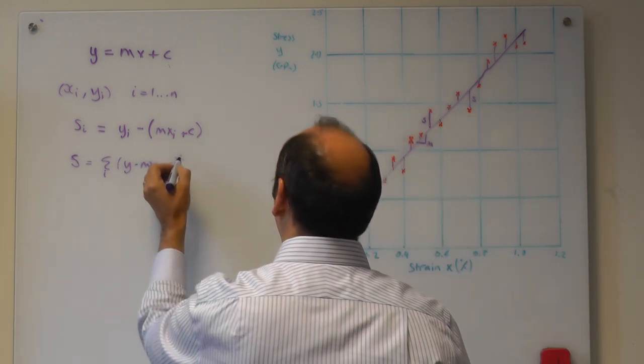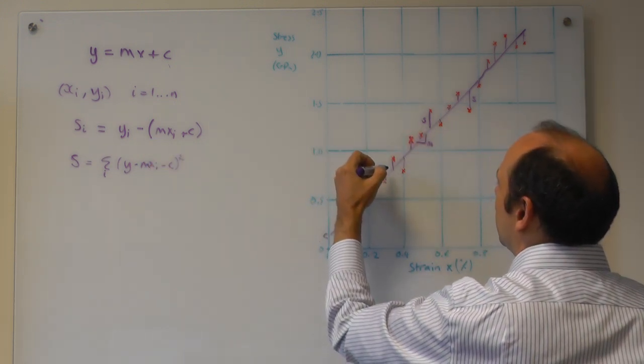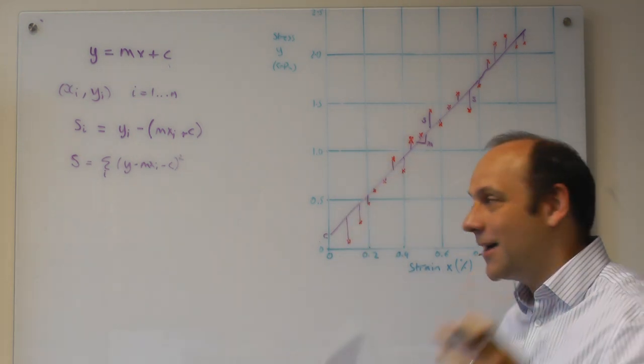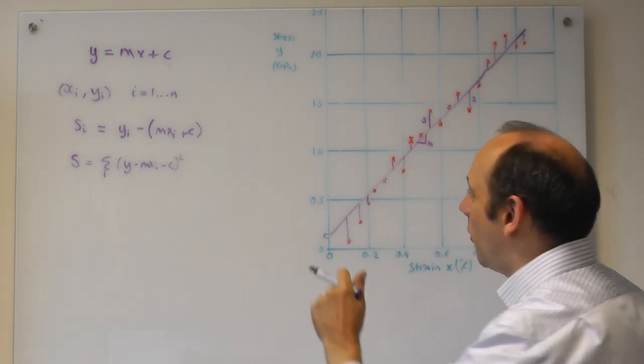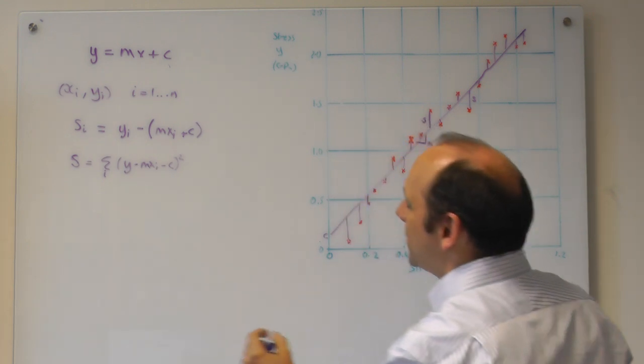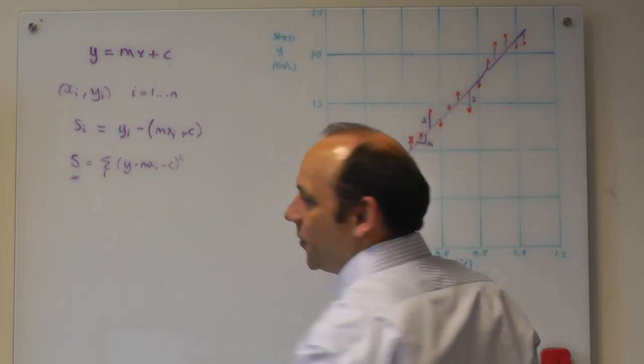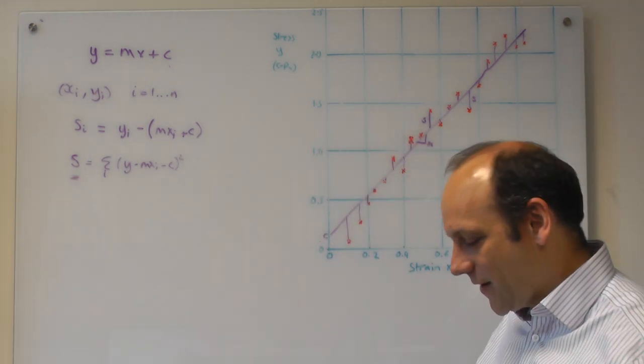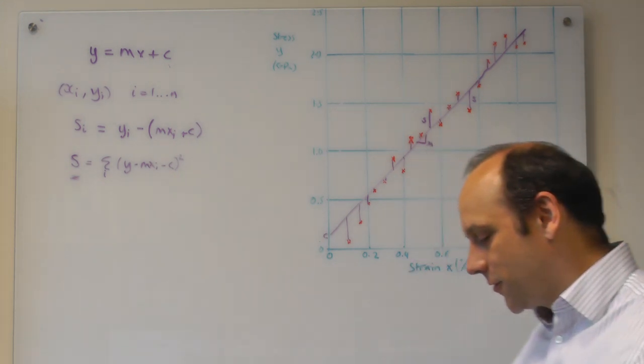We want to do that for the squares because we want something that's just below and just above, not to cancel out but to add. They're both bad, and we want to optimize m and c such that we minimize this overall fitness metric, or goodness of fit, or chi-squared, we'll come on to call it, s.